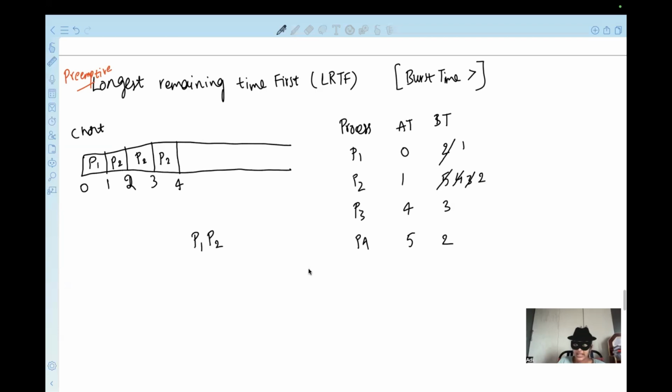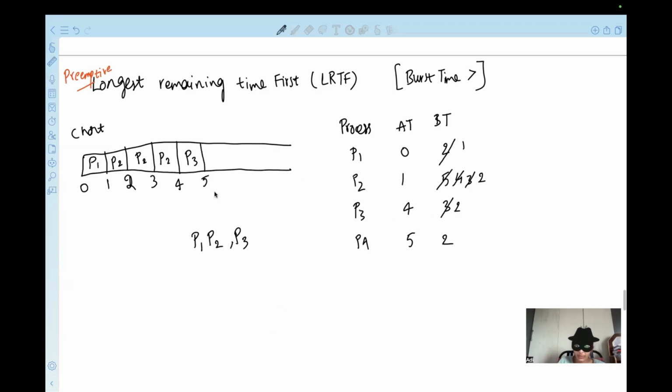Okay, now is there any process arriving at the fourth second? Yes. What are those? P1 is there, P2 is there, and P3 is there. So among P1, P2, P3, which has the higher burst time? P3 has the higher burst time. So we'll write P3 here, and we'll take it as 5 and we make it as 2.